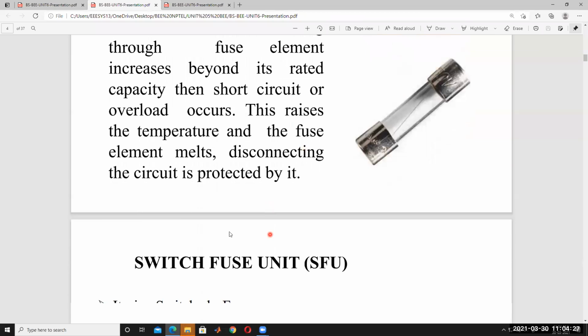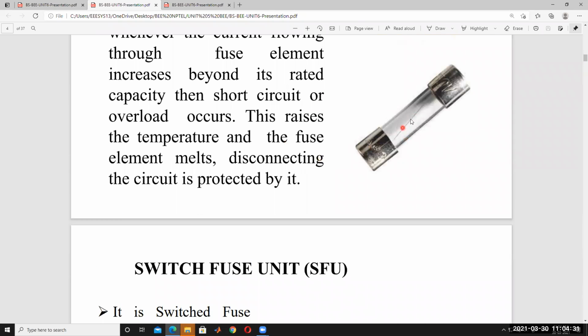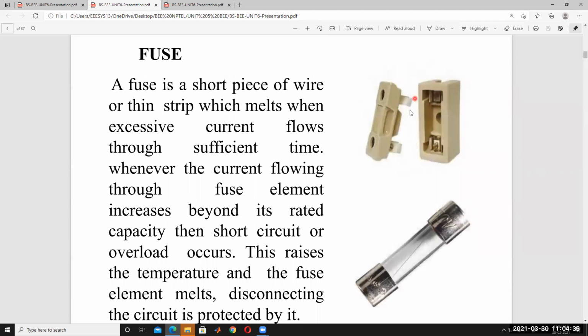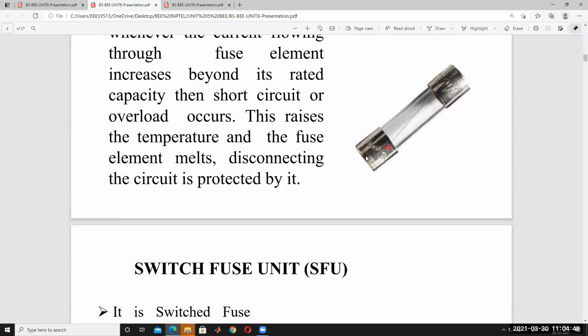So this is how a fuse operates. Whenever a high current passes through the fuse, it melts and the circuit opens. In between there is a connecting wire. If a high current passes through this fuse because of a fault or overload, the fuse melts, the circuit is open, and the equipment is protected.